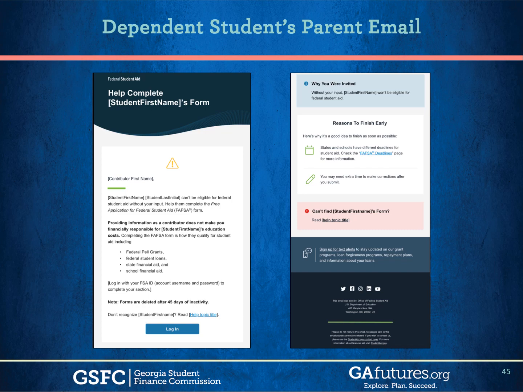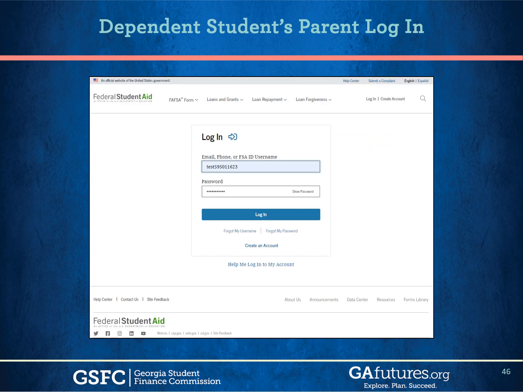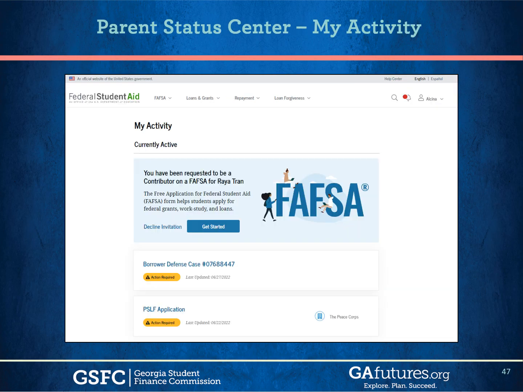The parent selects Log In and is taken to studentaid.gov. The parent will then log in with their FSA ID. If they do not have an FSA ID, they can create an account here. After successfully logging in, the parent is taken to their My Activity page. The parent will see the invitation to be a contributor on the student's FAFSA form.